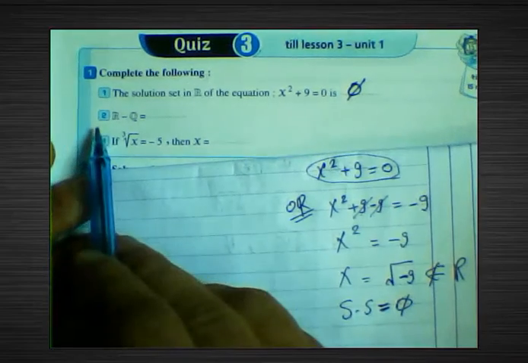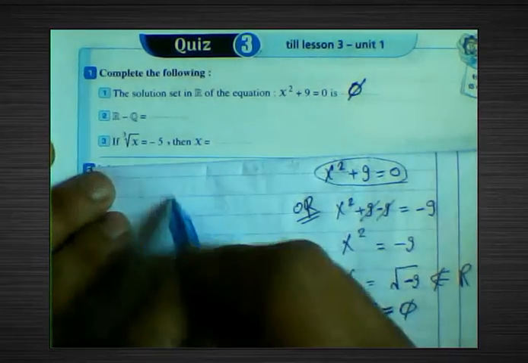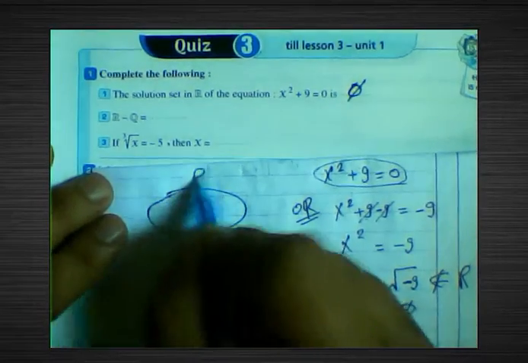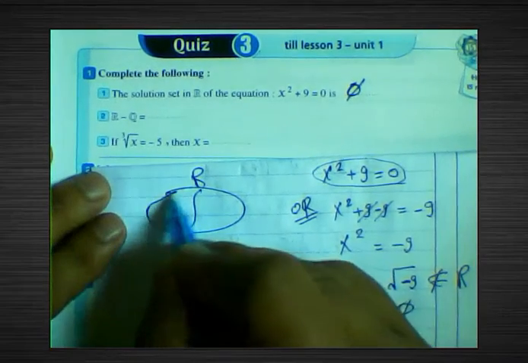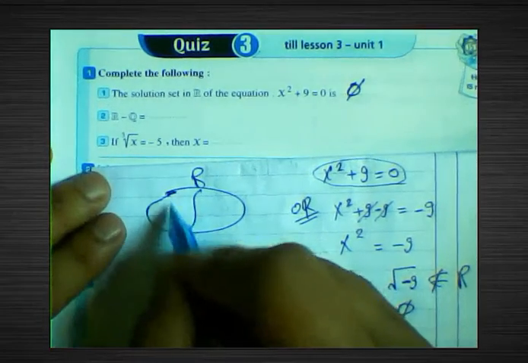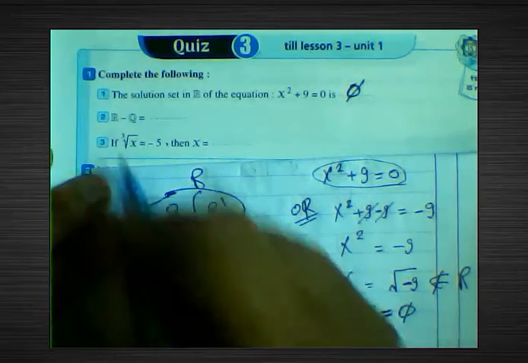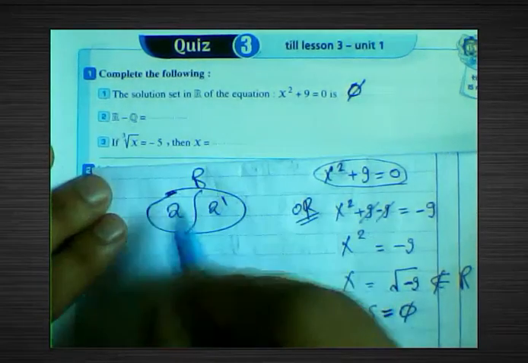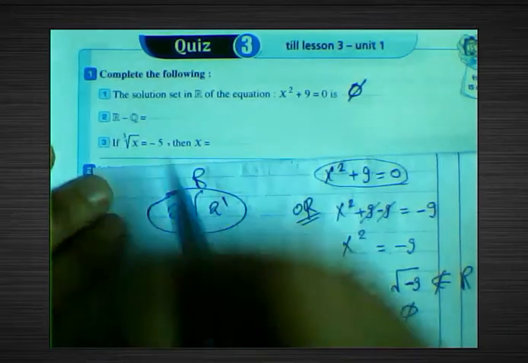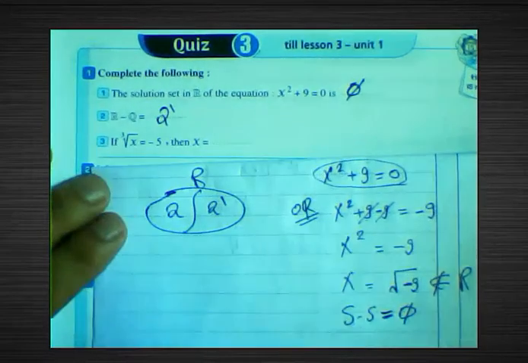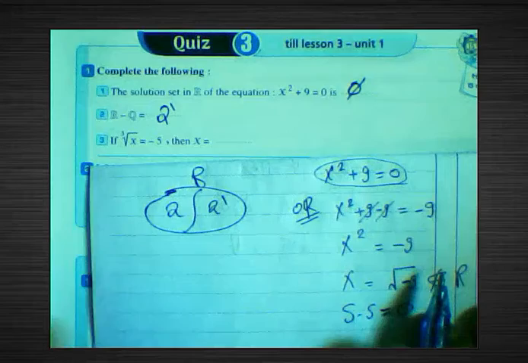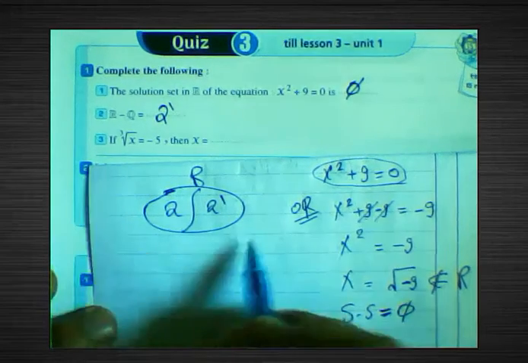Question number 2, R minus Q. We know this R. We can divide R into Q and Q dash, rational numbers and irrational numbers. So R minus Q, or the difference of R and Q, will be Q dash. It's okay.